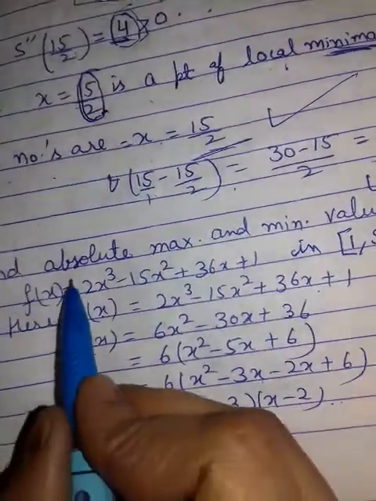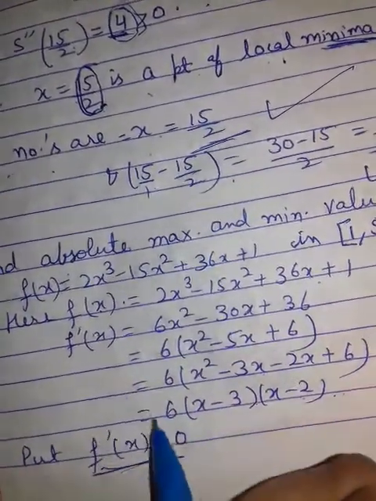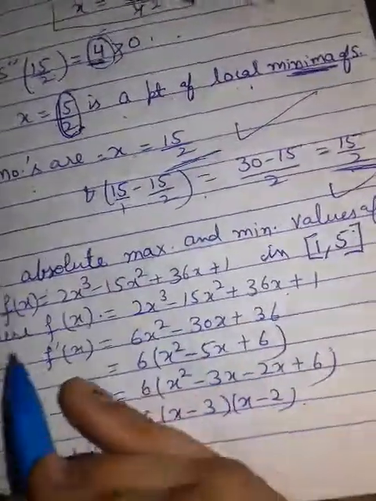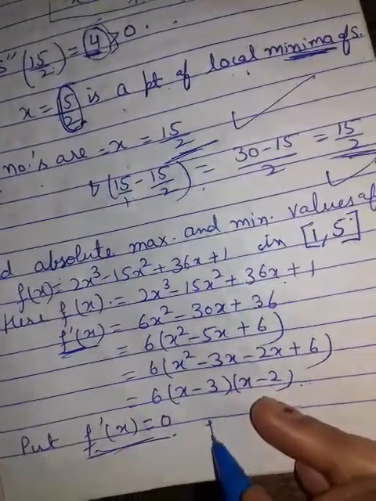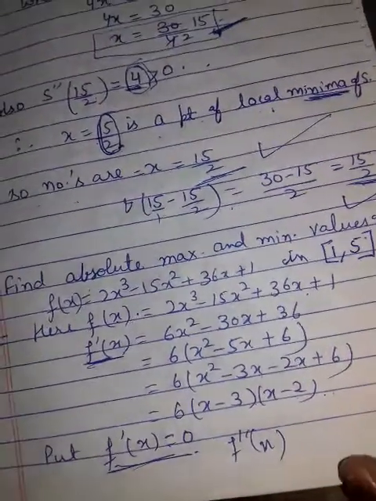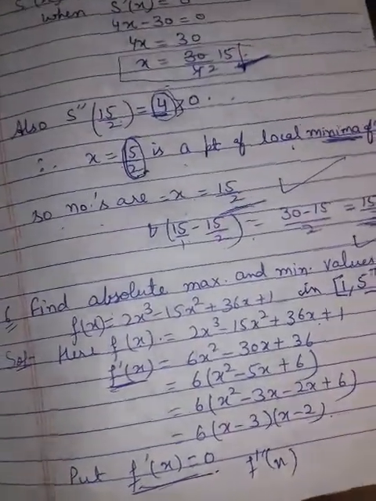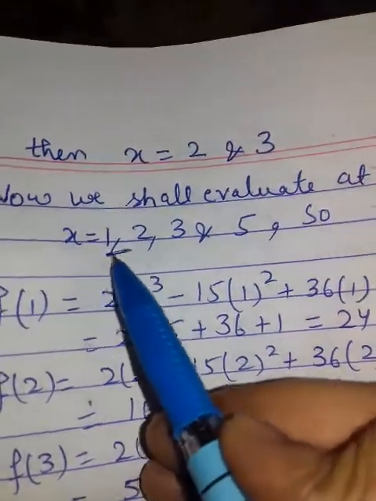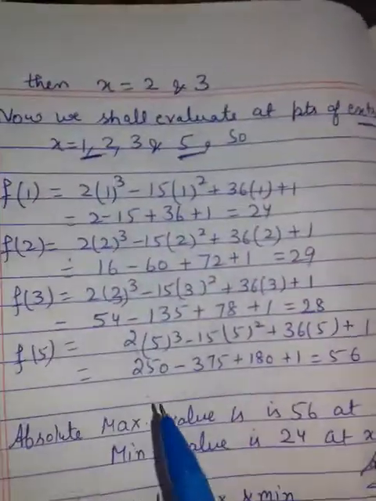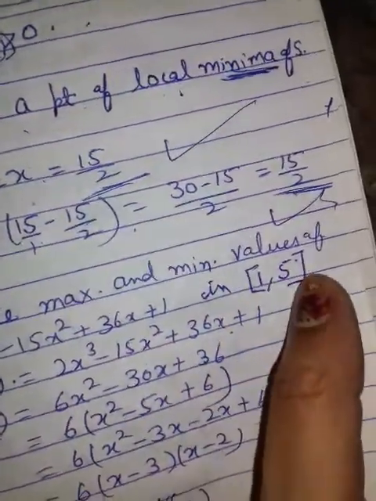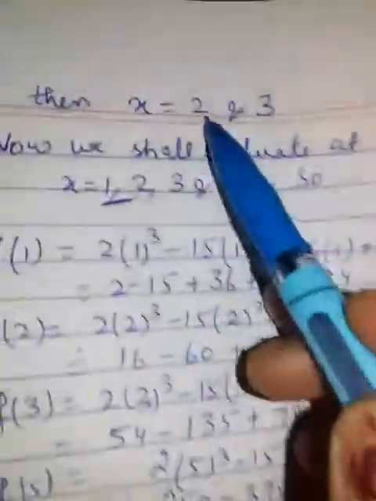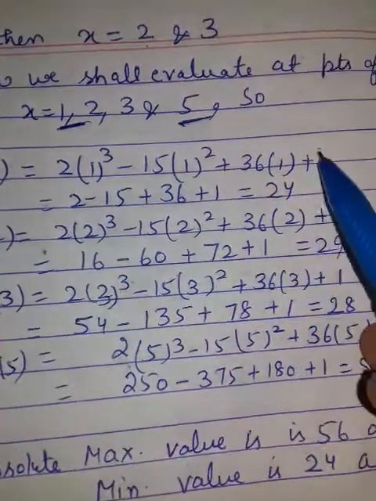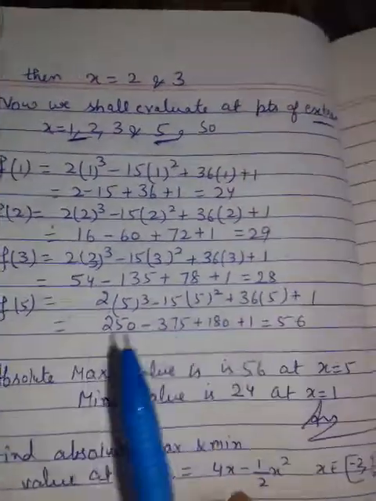Clear? Firstly you will take the derivative. After the derivative you will put it equal to 0. You will find the values of x. After that you will take the second order derivative, f double dash x, and put those values in to test. So I got the values 2 and 3, but we will take the extreme values of your given interval also. 1 and 5 we will also check, along with what you got by f dash x. All the values you will put in your first function, that is given to you.